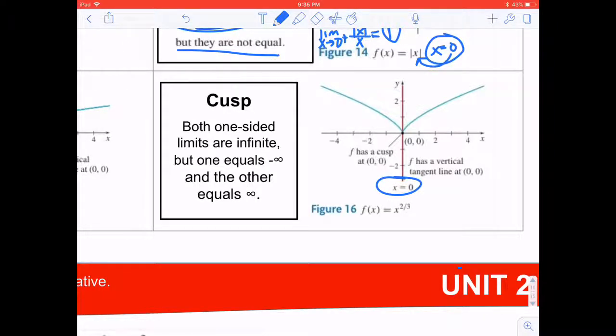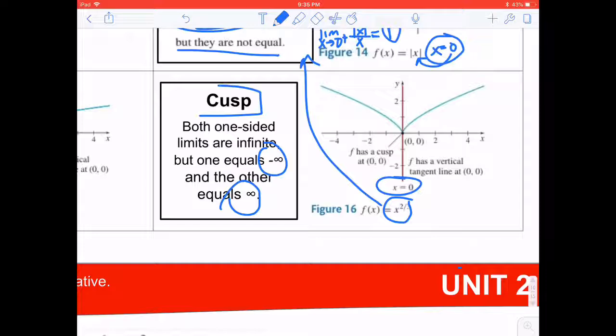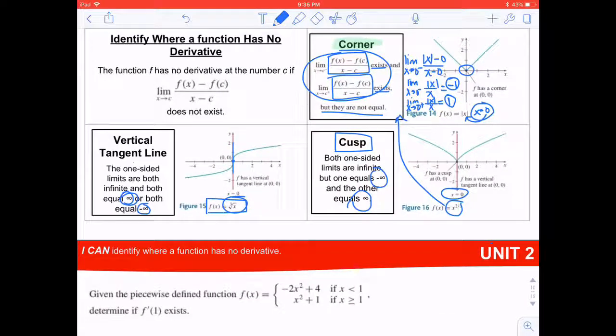If you take the one-sided limits of this function here, just like what we did up there, you're going to see that one side is going to equal negative infinity, and then the other side is going to equal positive infinity. And that is a sign that we have a cusp in the function. And therefore, again, the function has no derivative.